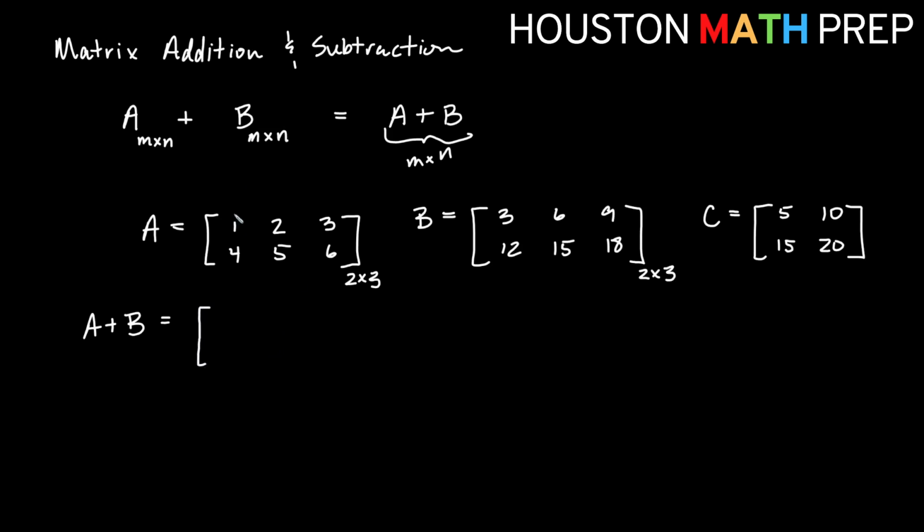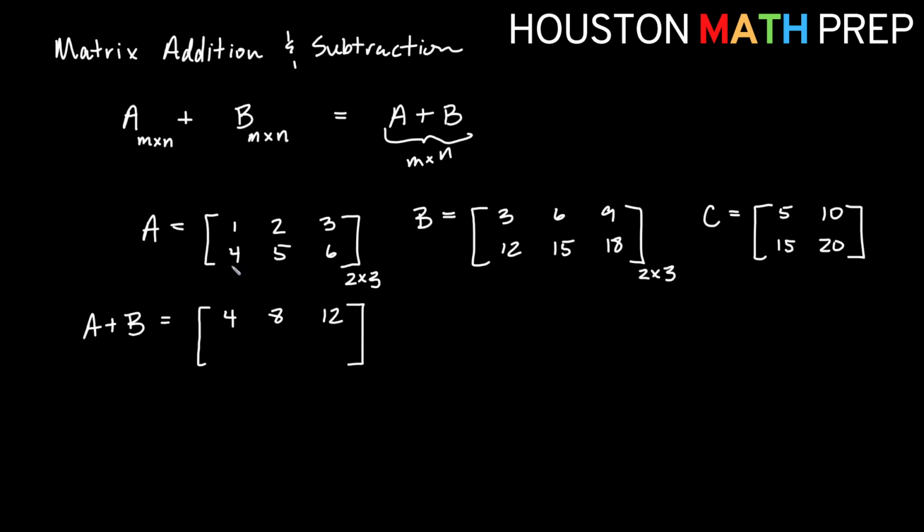So the 1 is in the first row, first entry spot. We'll add that with the first row, first entry in the B matrix. So 1 plus 3 there would give us 4. Here then the 2 is going to add to the 6. They are in the second column spot for the first row. So 2 plus 6 will give us 8. Of course, you can see what's happening here, right? 3 plus 9, those will add since they are corresponding entries.